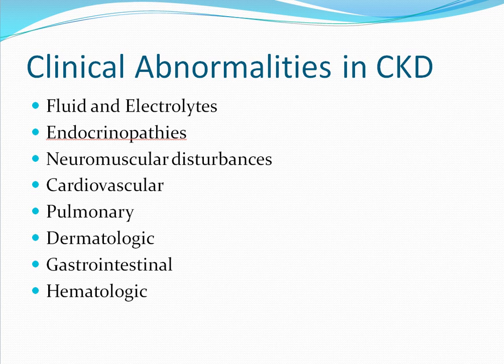Among GI symptoms, anorexia, nausea, vomiting, peptic ulcer disease is something you tend to see as well. Among hematologic, the most common is anemia. Remember, there is an entity called anemia of chronic disease. Again, it's a big topic of discussion. Leukopenia and hypocomplementemia are also some of the complications that you tend to see with chronic kidney disease.